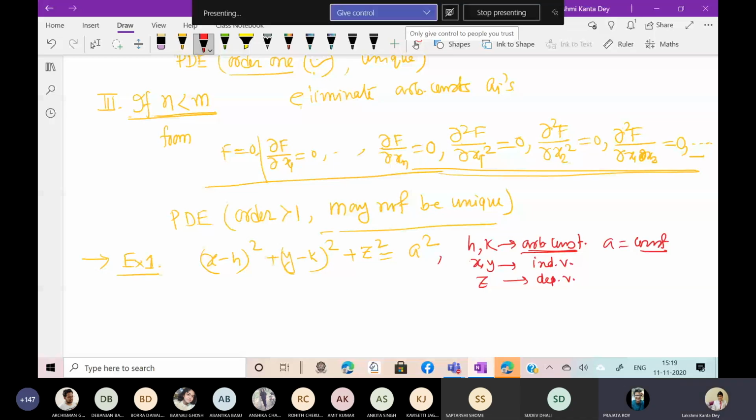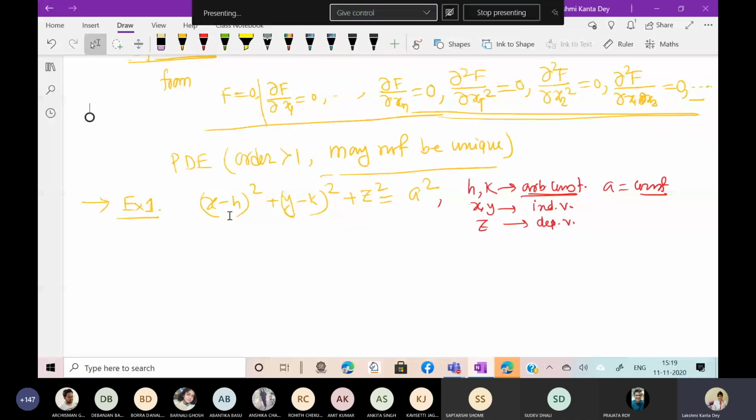You can say because z is dependent on two independent variables. Very good. Because here the number of independent variables is more than one and the dependent variable is one. That is why whatever partial differential equation we will get, this is a partial differential equation.